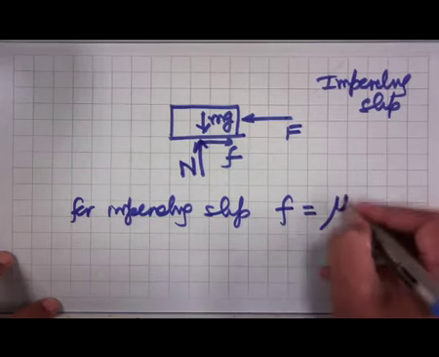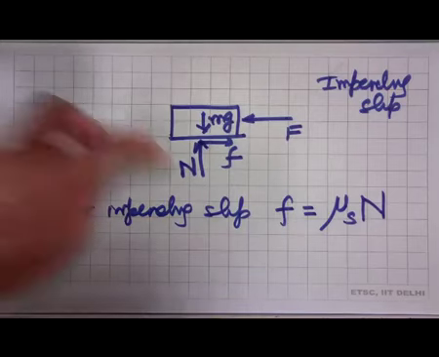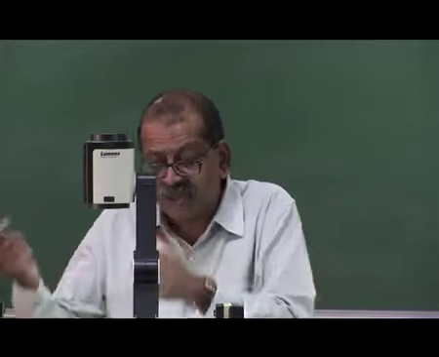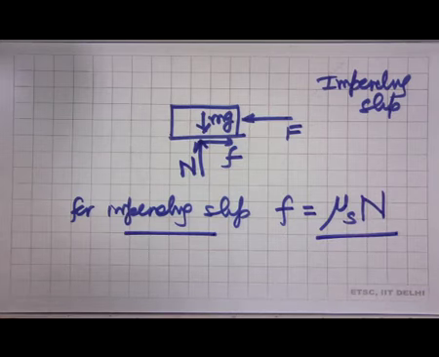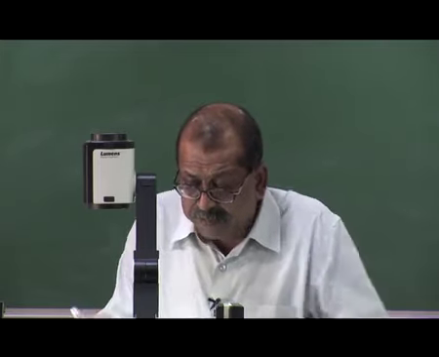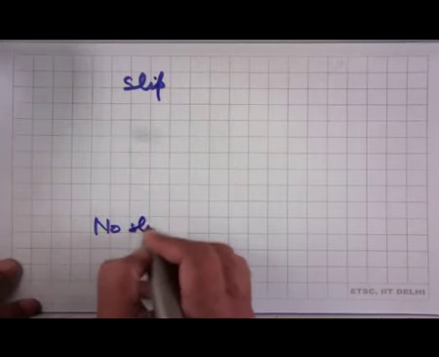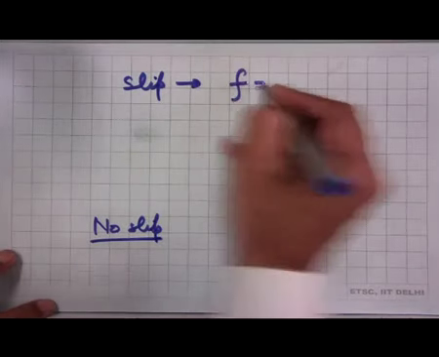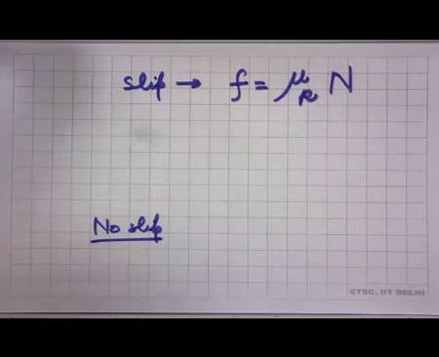Now, what Coulomb's law tells us is, for impending slip, F is equal to a constant times n, and if the body is not moving in the vertical direction, a force balance will give us n is equal to mg, which we will see in the next class when we solve problems. So, for impending slip, the friction force is given by mu s times n. Now, what happens when we have slip? What Coulomb found was that when we have slip, then the force of friction is given by another coefficient, mu k times n.